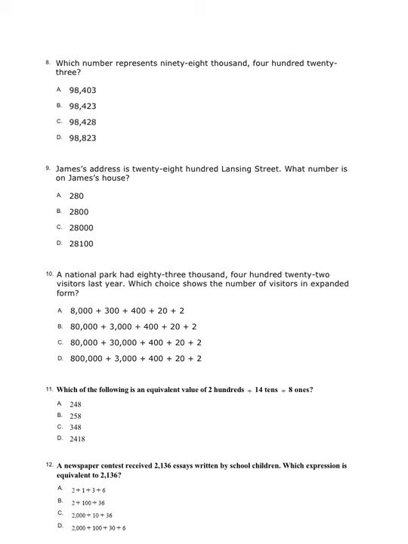Now I want you to look at problems 8, 9, 10, 11, and 12 and work on those on your own. Let's look at problem number 8. Which number represents 98,423? Well, even if I just look at the last 3 digits, 423, I know that A can't be right because that's 403. I know C can't be right because that's 428. I know D can't be right because that's 823. So the only option that's even close is 98,423 or 98,423.